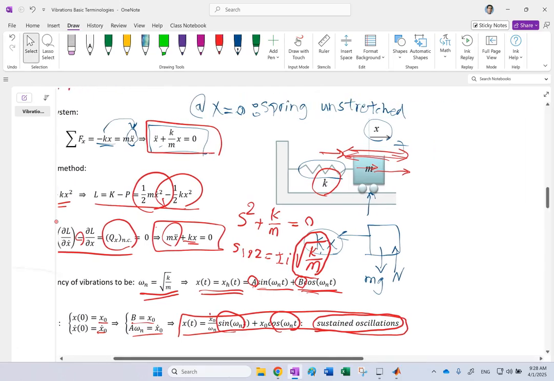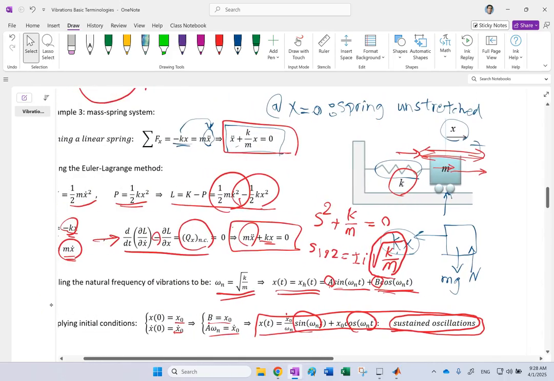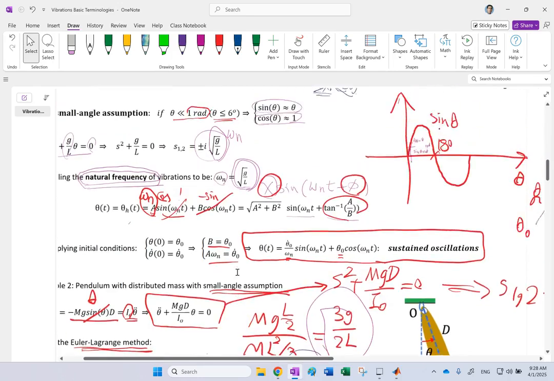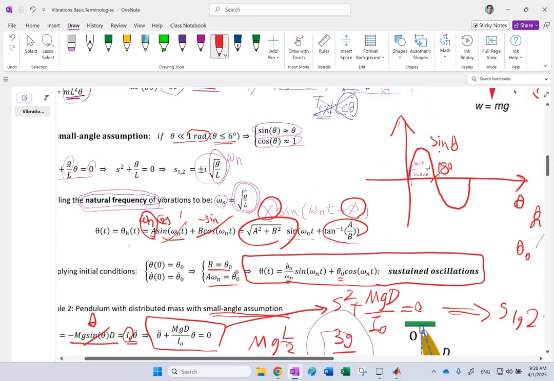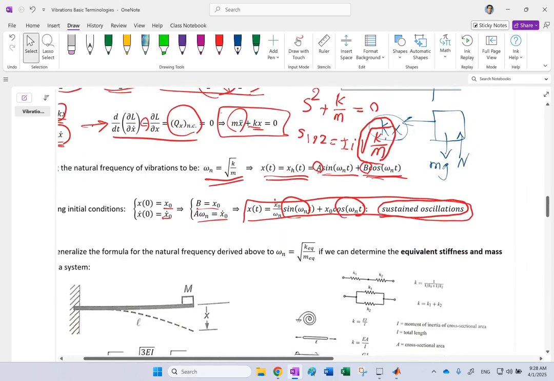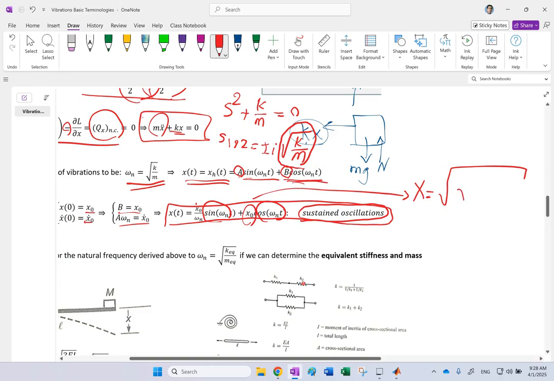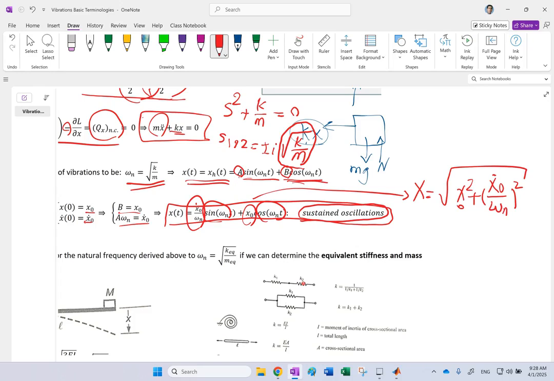In fact, if somebody says, what is the amplitude of the oscillation here? You go back to this formula that I just showed you above, where you have to square a squared and b squared and take a square root of that. So if I have both x0 and x dot 0, and none of them is 0, what is the amplitude in this case? You say the amplitude x is the square root of this guy squared plus this guy squared. That is the amplitude of this kind of oscillation.